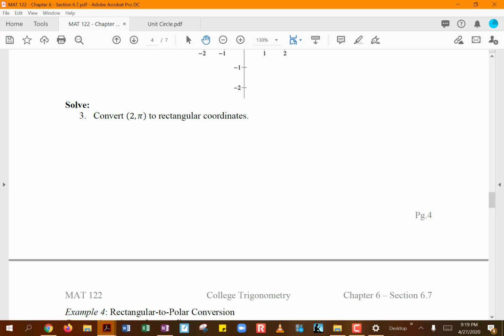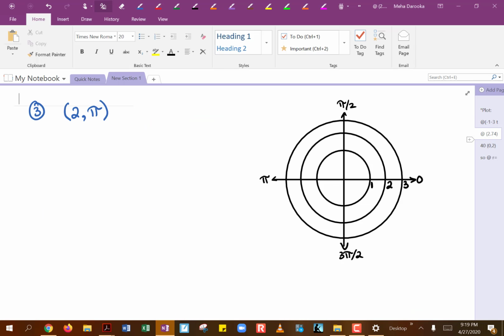We are given 2 comma pi, which is in polar coordinates, and they're asking us to convert this into rectangular coordinates. So let's start with this guy. So remember, r value is 2, theta is pi. So if I wanted to graph this, pi of course is going to be at the 180 mark, right? And we are going a distance of 2. So from the pole or the origin, you are going 2 units out in the direction of angle pi. So it's going to be this point right over here.